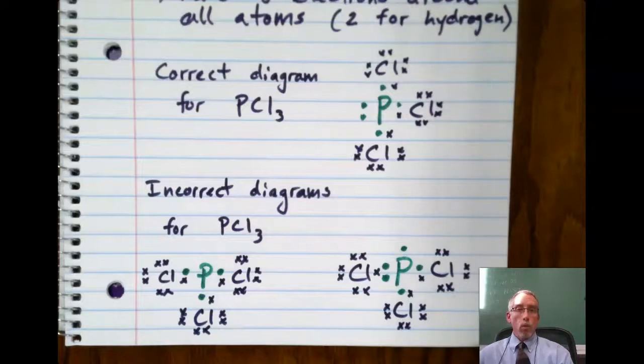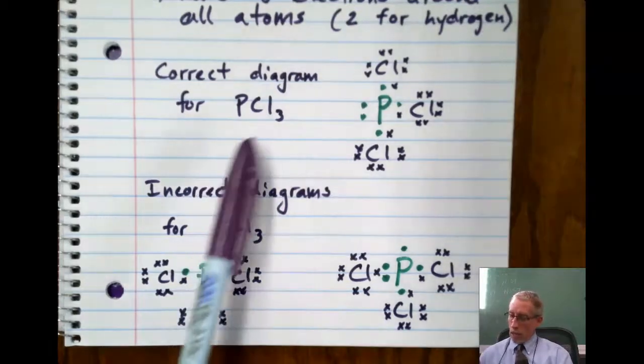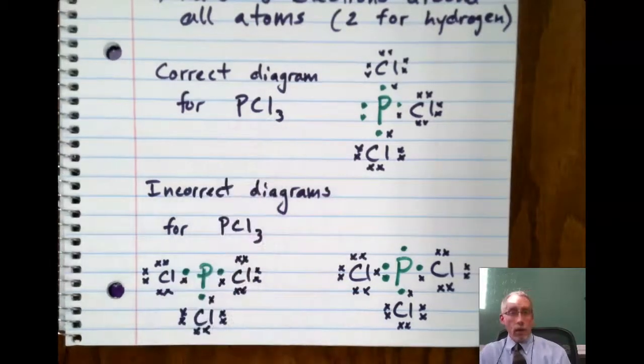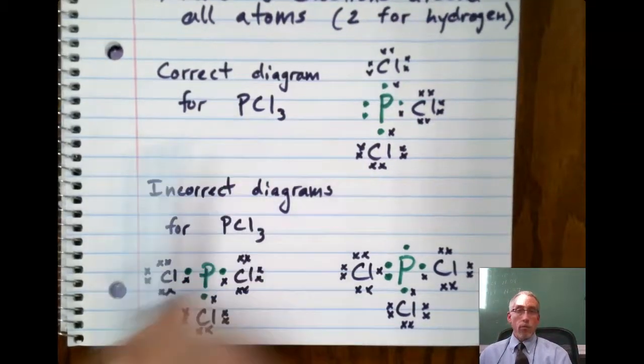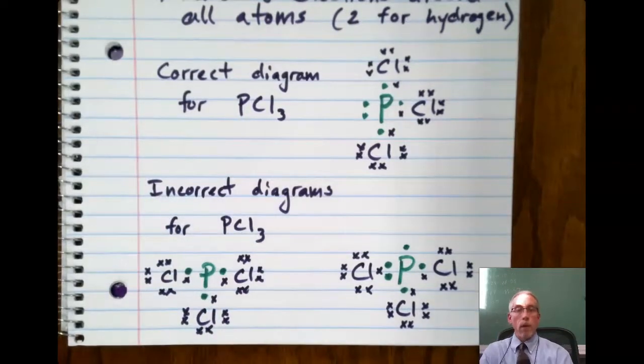Okay, so let's look at what we mean by have all outer electrons from all atoms involved. I will always give you the formula for the compound that we're talking about. In this case, PCl3. It's got the fancy name phosphorus trichloride. All you need to know is that there should be 1 phosphorus and 3 chlorines. We kind of worked on that when we did the other kind of bonding.